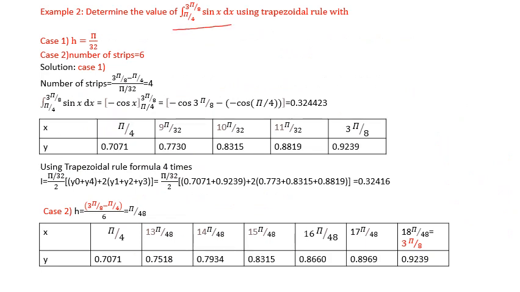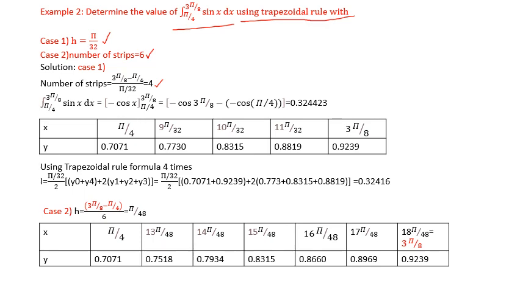So this is also one simple example. In this the limits run from pi by 4 to 3 pi by 8. We have to find using the trapezoidal rule with h is equal to pi by 32, or we need to use n is equal to 6. So h is equal to pi by 32. So how to find the number of steps? That is equal to (3 pi by 8 minus pi by 4) upon pi by 32. That will give you the number of steps, that is 4.